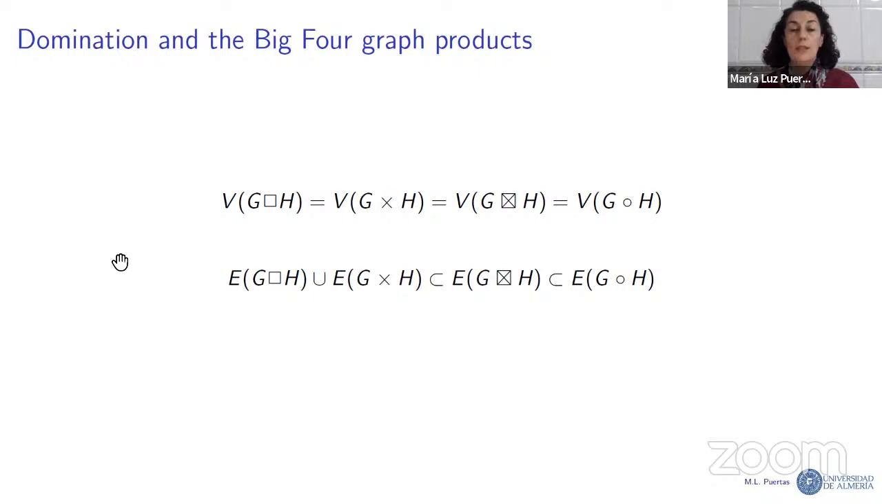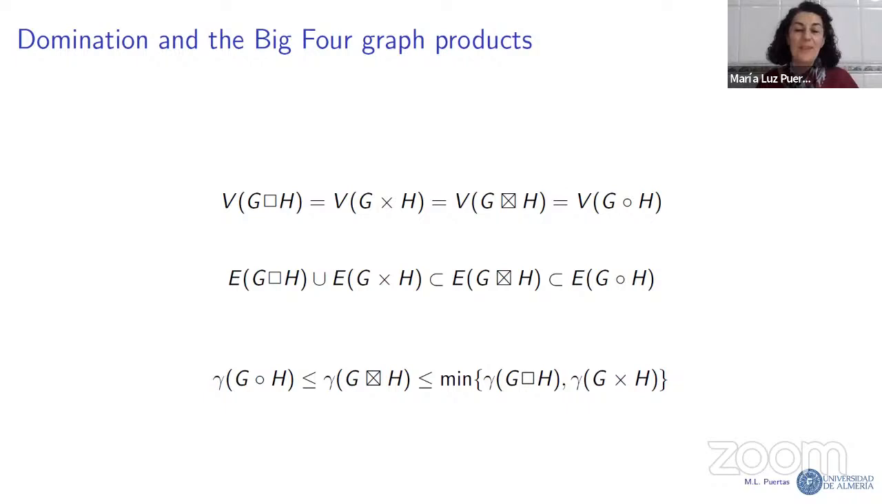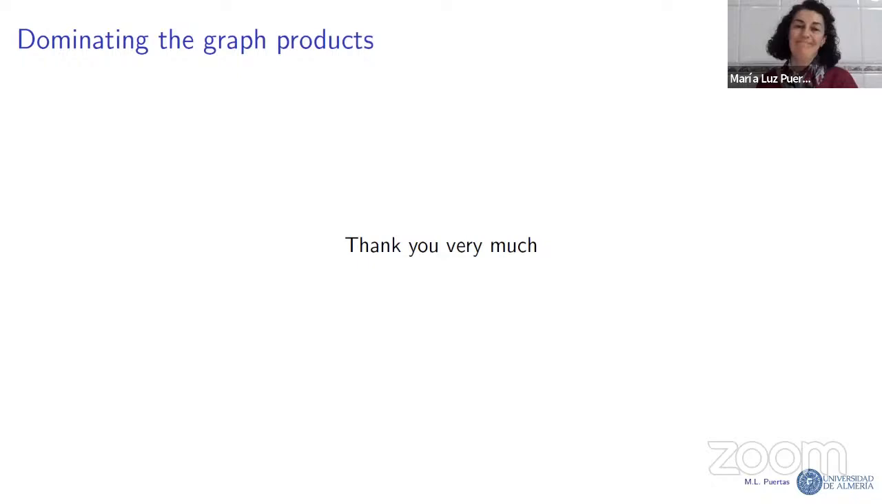So this relationship between the vertex sets and the edge sets gives this nice inequality chain with the domination number of the four graph products. This is a straightforward inequality chain, but in any case, I think it's very, very nice. That's all I wanted to talk about. Thank you very much.